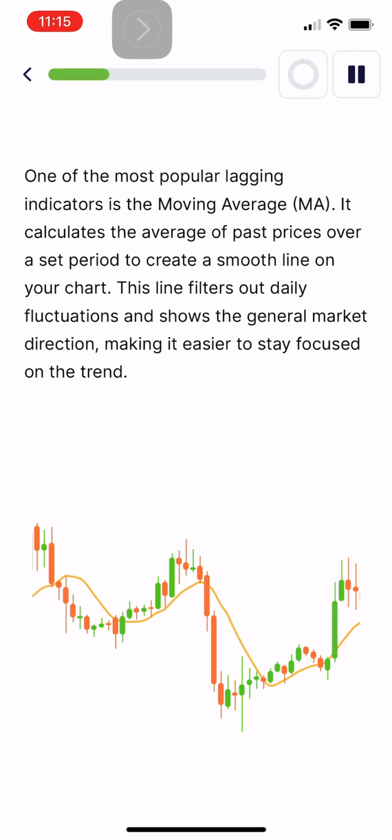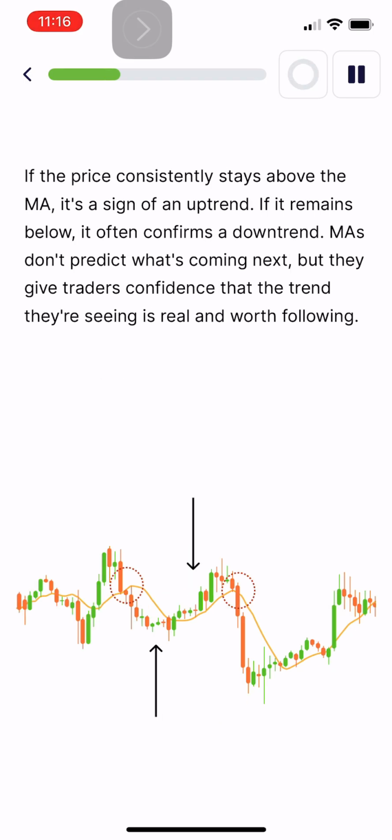One of the most popular lagging indicators is the moving average, or MA. It calculates the average of past prices over a set period to create a smooth line on your chart. This line filters out daily fluctuations and shows the general market direction, making it easier to stay focused on the trend. If the price consistently stays above the MA, it's a sign of an uptrend. If it remains below, it often confirms a downtrend. MAs don't predict what's coming next, but they give traders confidence that the trend they're seeing is real and worth following.